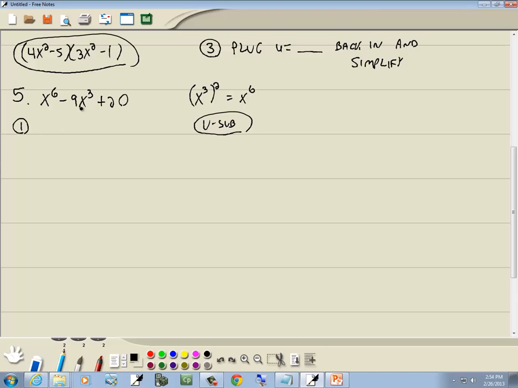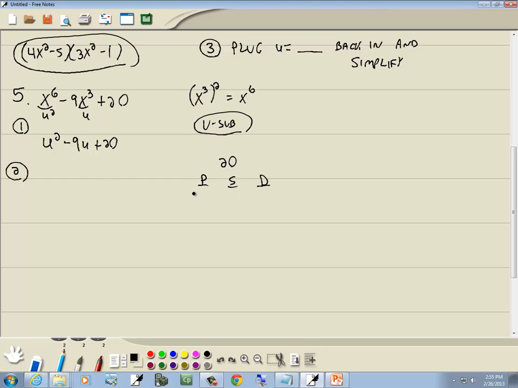First step is we let the variable part of the middle be u, and the variable part of the first be u squared. So this becomes u squared minus 9u plus 20. Step 2, factor like normal. Well, this is the PSD method. U squared, u, no number in front of the u squared. So we take the number at the end, 20, and we'll build a PSD table based upon it.